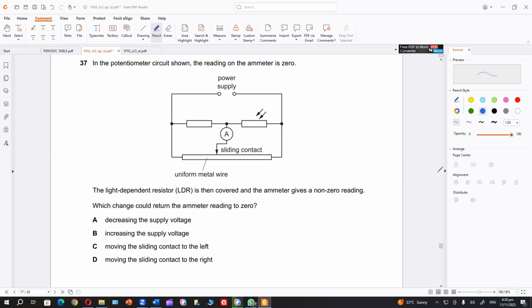The light dependent resistor is then covered. Covered means block the light. It will be darkness and LDR resistance will increase. Ammeter gives a non-zero reading. Non-zero means resistance will increase and it's a slider. Some voltage will be dissipated across LDR. Presently it's zero. Zero means that the two voltages are equal. The voltage coming from the uniform metal wire and the voltage at the point where the ammeter is connected, the two voltages are the same.